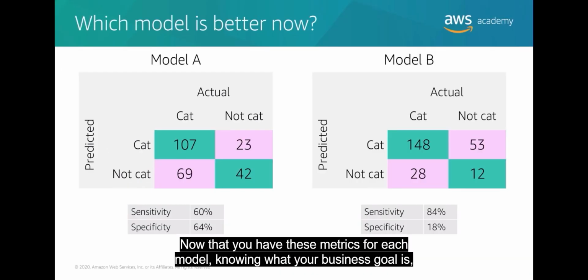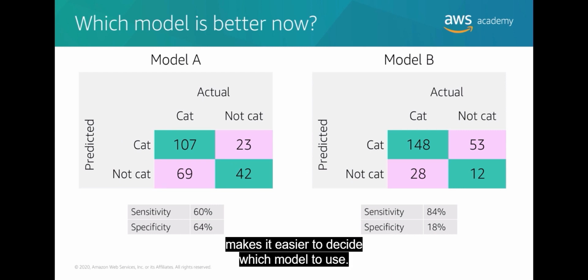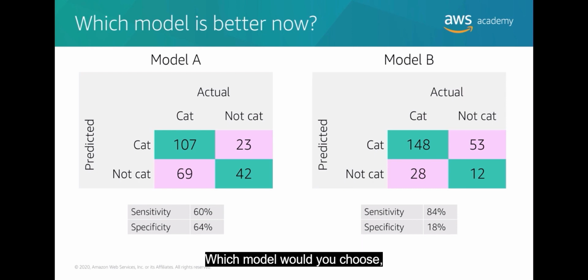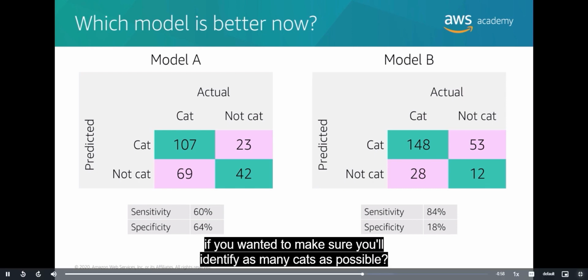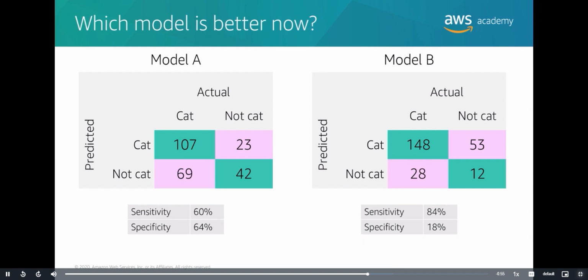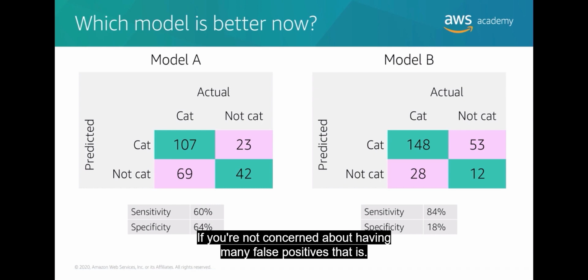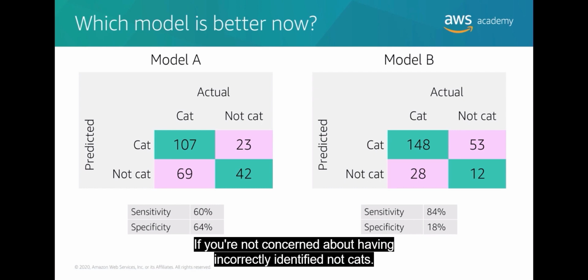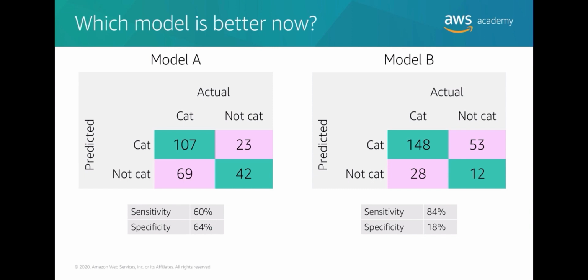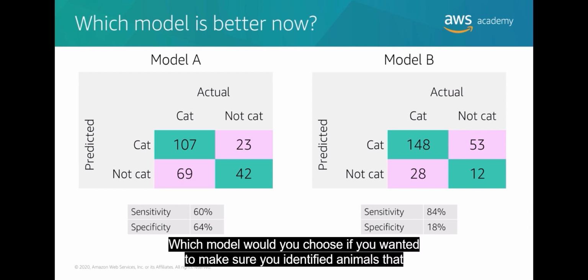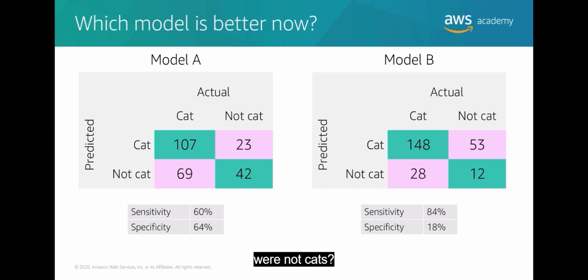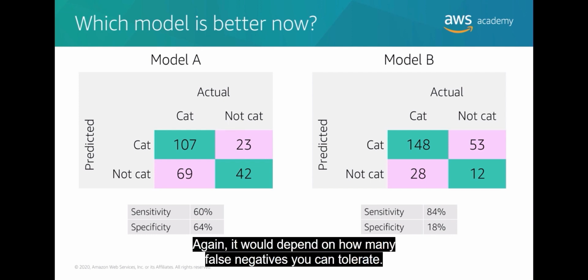Now that you have these metrics for each model, knowing what your business goal is makes it easier to decide which model to use. Which model would you choose if you wanted to make sure you'll identify as many cats as possible? Model B would be a good answer if you're not concerned about having many false positives, that is, if you're not concerned about having incorrectly identified not cats. Which model would you choose if you wanted to make sure you identified animals that were not cats? Model A might work for this scenario. Again, it would depend on how many false negatives you can tolerate.